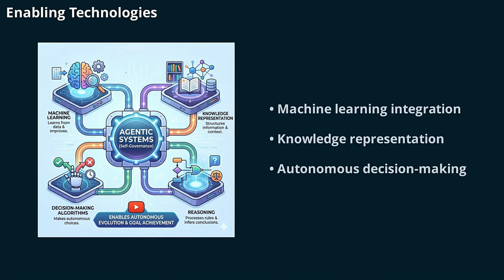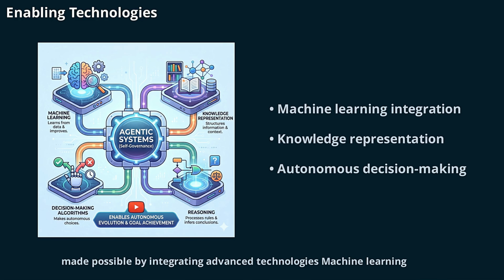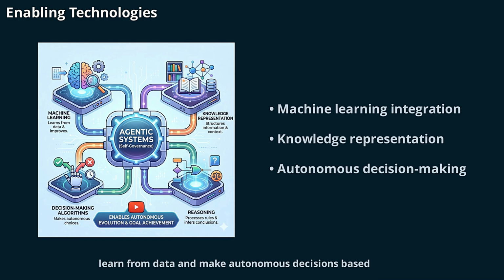The self-governance of agentic systems is made possible by integrating advanced technologies. Machine learning, knowledge representation, reasoning, and decision-making algorithms all play a role. These technologies allow systems to process information, learn from data, and make autonomous decisions based on acquired knowledge and current context. As a result, agentic systems can continuously evolve and adapt, becoming more effective in achieving their goals.